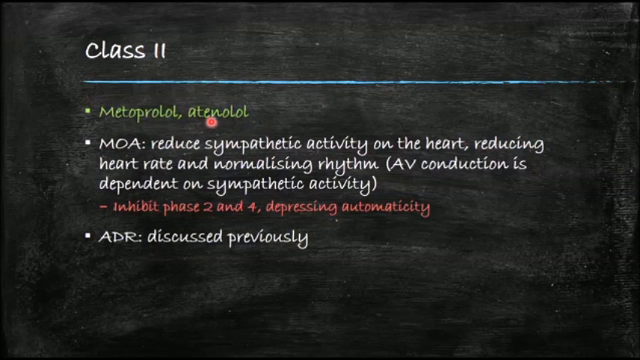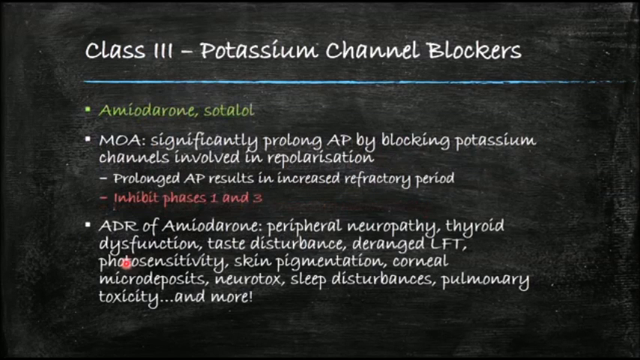Class 2 is a lot easier. Beta blockers, we've already talked about them. Same considerations, same everything. They inhibit phase 2 and 4. So that makes it easy to remember in terms of the side effects and considerations. Potassium channel blockers. So this is where amiodarone comes in. And they inhibit phases 1 and 3.